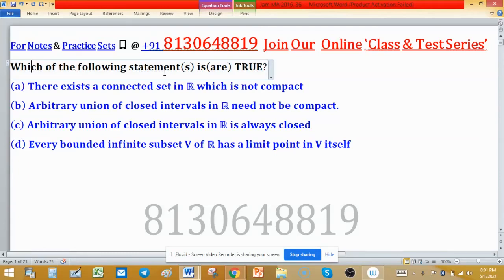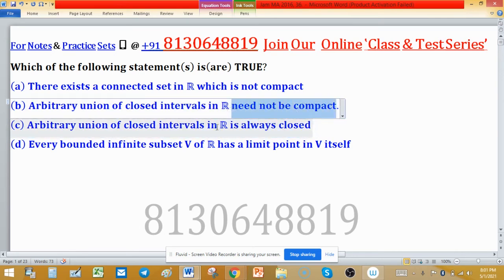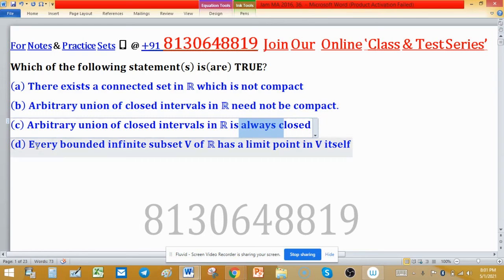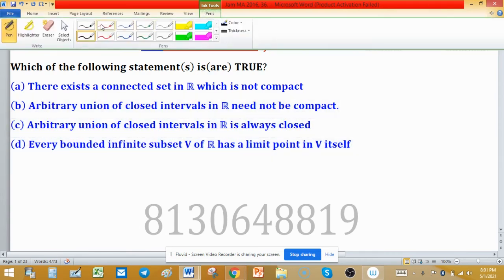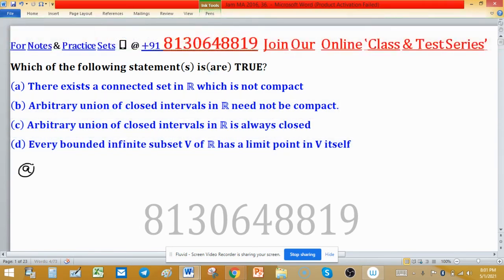Which of the following statements are true? A: There exists a connected set in R which is not compact. B: Arbitrary union of closed intervals in R need not be compact. C: Arbitrary union of closed intervals in R is always closed. So B says need not be compact, C says always closed, so B and C are somehow correlated. D: Every bounded infinite subset V of R has limit points in V itself. So we will check each option one by one.